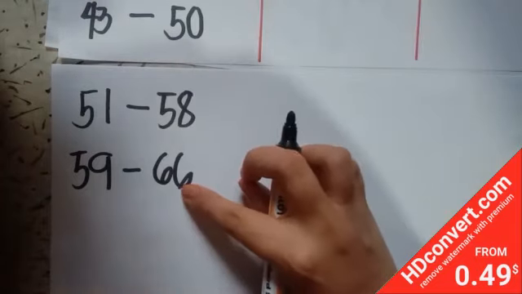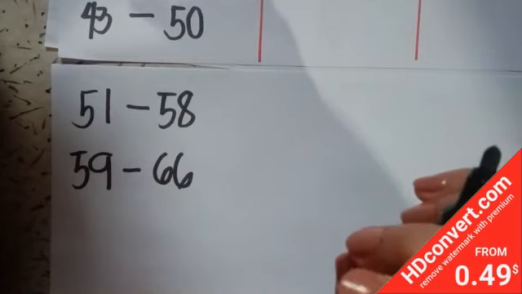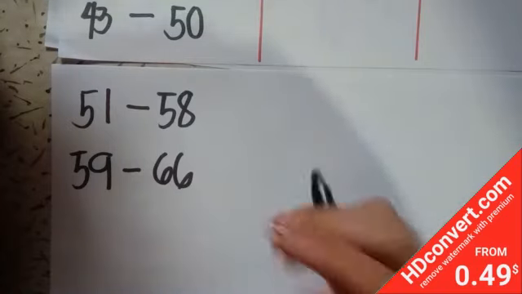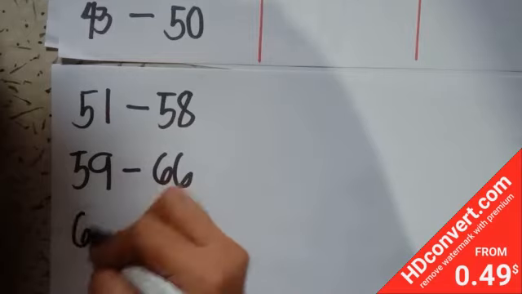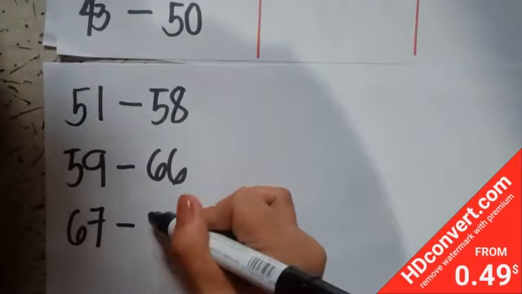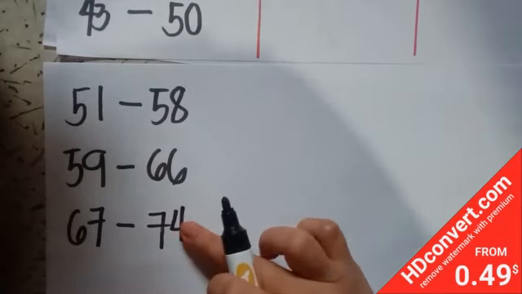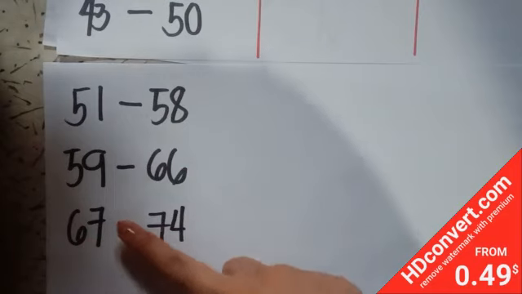Hindi pa. So, kung 66 lang siya, hindi siya pwede. Kailangan, pwedeng sobra, pero hindi pwedeng magkulang. So, meron tayong 67 to 67 plus 8 minus 1 ay 74. So, mag-e-end na tayo sa 74 since nakuha na natin yung 68.